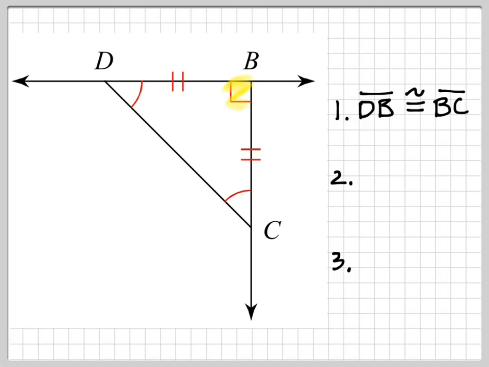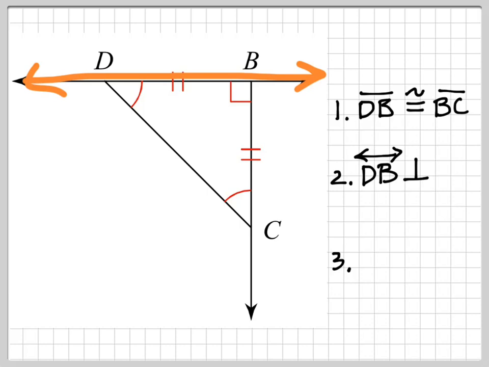I'm going to talk about the box here. We know that box means perpendicular. I'm going to talk about line DB this time. So the line that extends forever in both directions is perpendicular with ray BC. Right there.